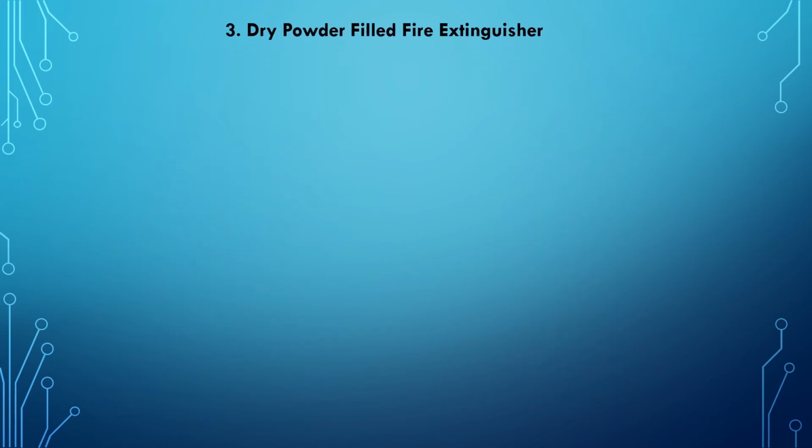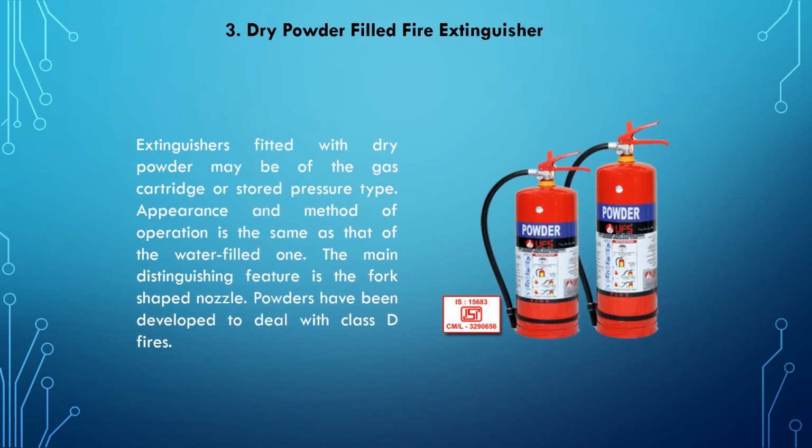Dry powder filled fire extinguisher. Extinguishers fitted with dry powder may be of the gas cartridge or stored pressure type. Appearance and method of operation is the same as that of the water-filled one. The main distinguishing feature is the fork-shaped nozzle. Powders have been developed to deal with Class D fires.